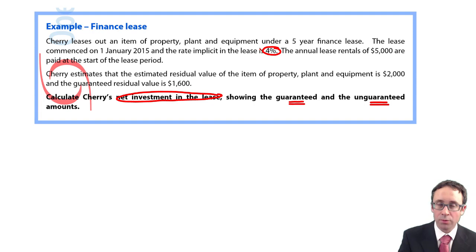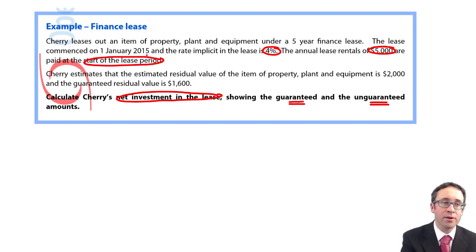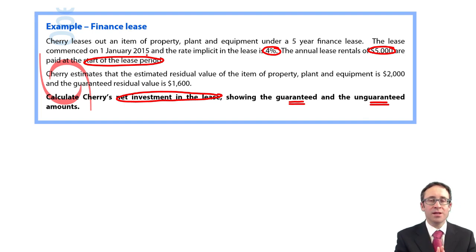So 4% is what we will do our discounting back to present value. The lease rentals are $5,000, and it's very important to understand for discounting purposes that they are paid at the start of the lease period. So we're looking at the income being received in year T0, 1, 2, 3, 4. Okay, so that covers those 5 payments.